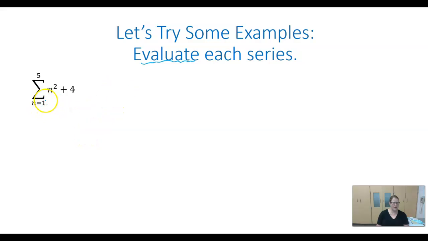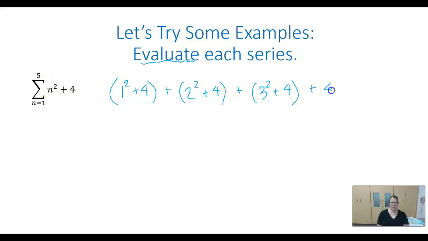So I'll start with n equals 1. So that would give me 1 squared plus 4. Then I'm going to go up to 2. So I have 2 squared plus 4, and 3 squared plus 4. So I'm just plugging in those numbers for n. 4 squared plus 4. And my ending term should be 5, so 5 squared plus 4.